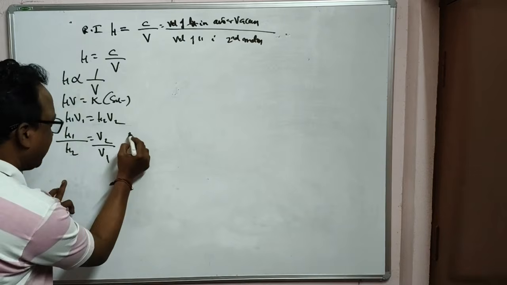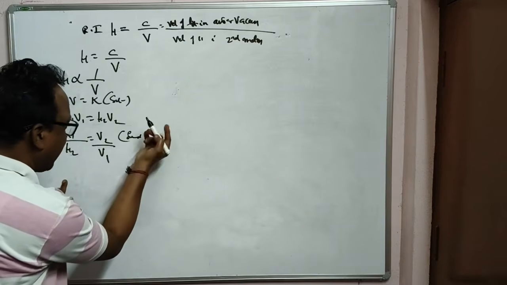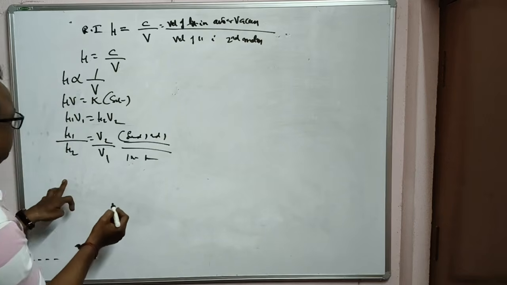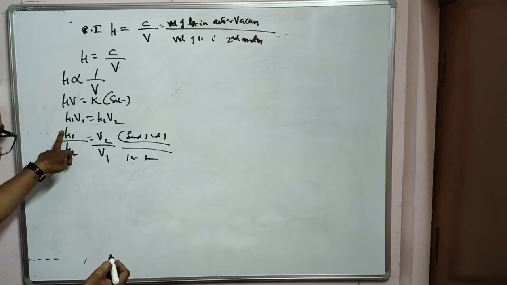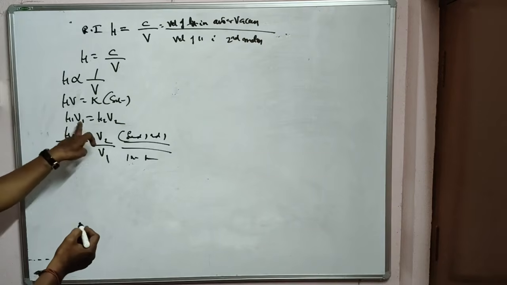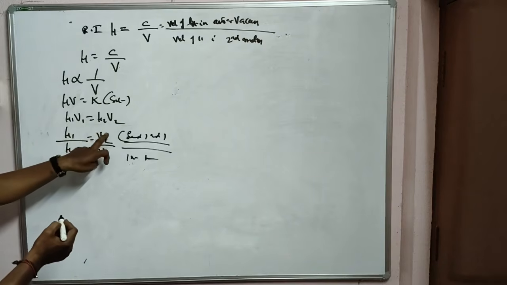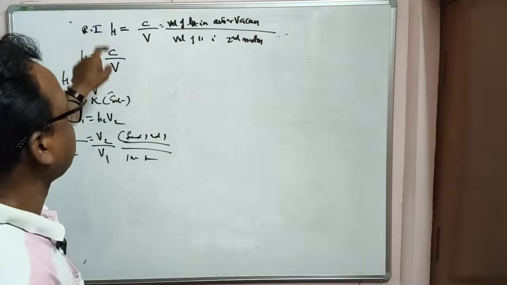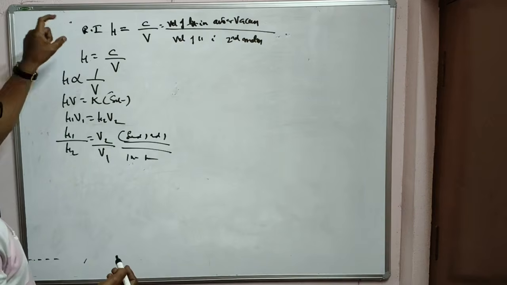Speed of light in the second medium by speed of light in the first medium. Refractive index mu1 by mu2 is inversely proportional, it is. So speed of light in the second medium by the first medium. This is the relation between refractive index and speed. Okay, like this also you can define.